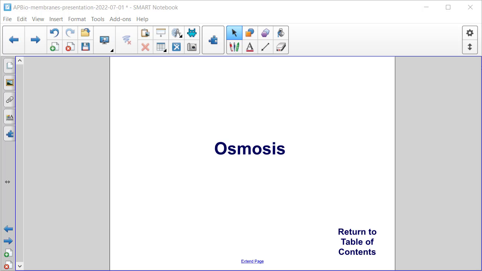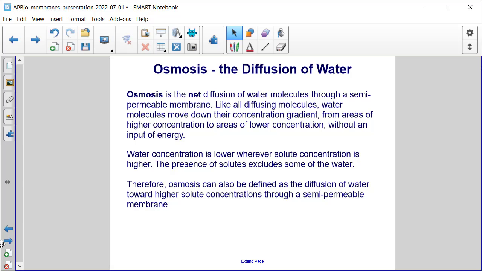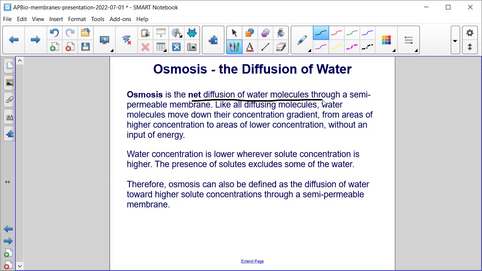All right, in this section, we're going to discuss osmosis. Osmosis relates to the diffusion of water. Osmosis is the net diffusion of water molecules through a semi-permeable membrane. Like all diffusing molecules, water molecules move down their concentration gradient from areas of high concentration to areas of lower concentration without an input of energy.